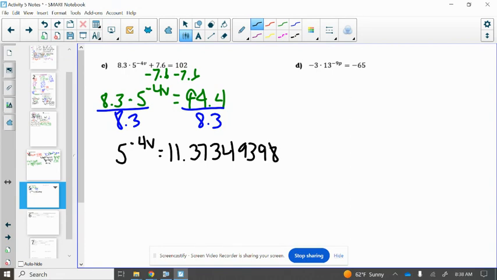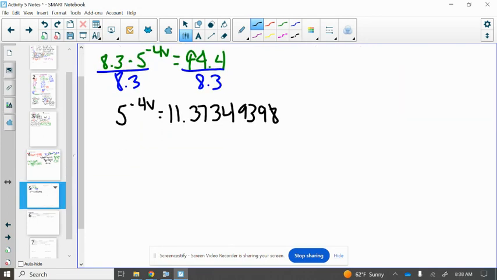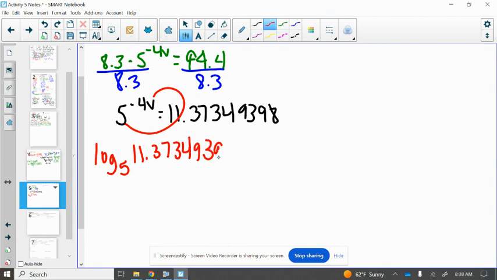Okay. Now, again, we have options very similar to what we talked about in part A on this one. A couple ways we could solve this. We can rewrite this again as an exponential, right? If we take log base 5 of the 11.3734, again, use a bunch of decimal places on this, that's going to equal negative 4v.